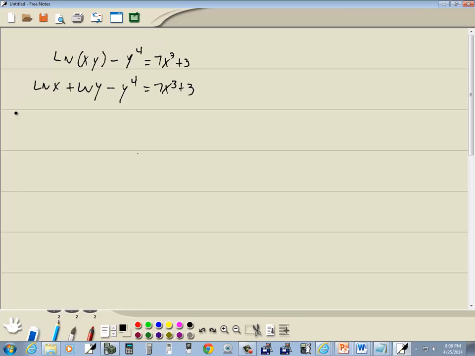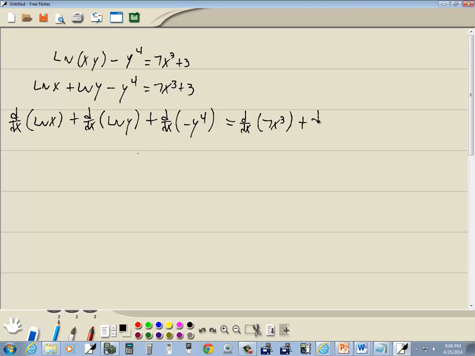So we're going to take the derivative of everything where it's sitting. So we'll take the derivative with respect to x of natural log of x plus the derivative with respect to x of natural log of y plus the derivative with respect to x of negative y to the fourth equals the derivative with respect to x of 7x to the third plus the derivative with respect to x of 3.